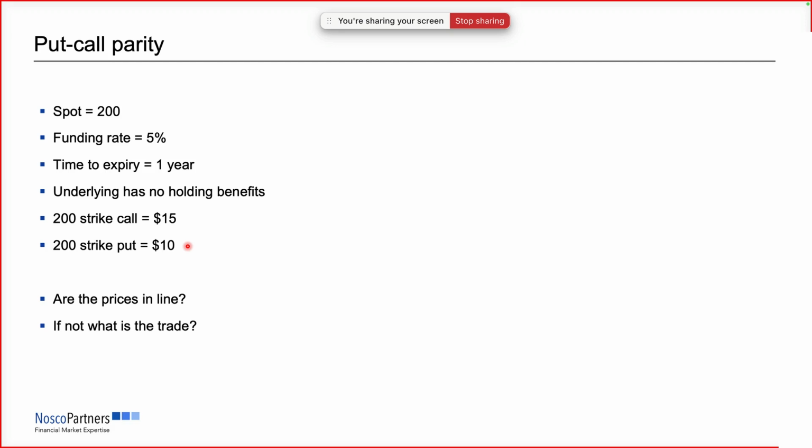So that means there is an arbitrage. Now, what is the arbitrage? The arbitrage is always the same thing. Rule 1 of investing: buy low, sell high. So I would buy the thing that is too cheap. The call is too cheap relative to the put. So I would have to buy the call and sell the put.